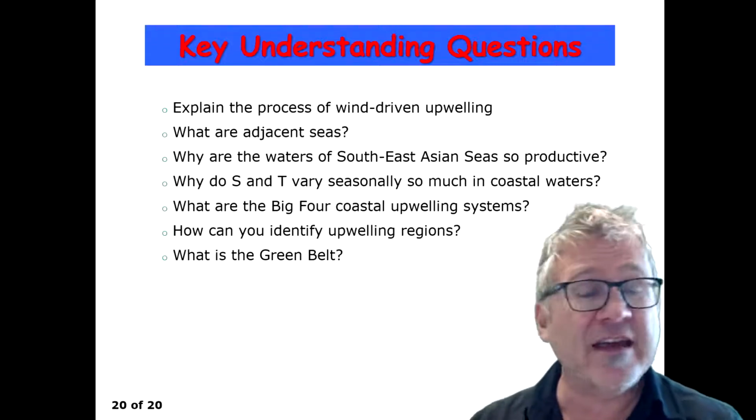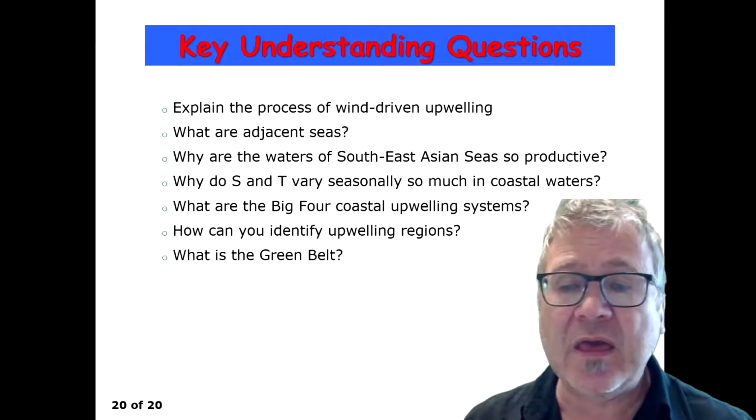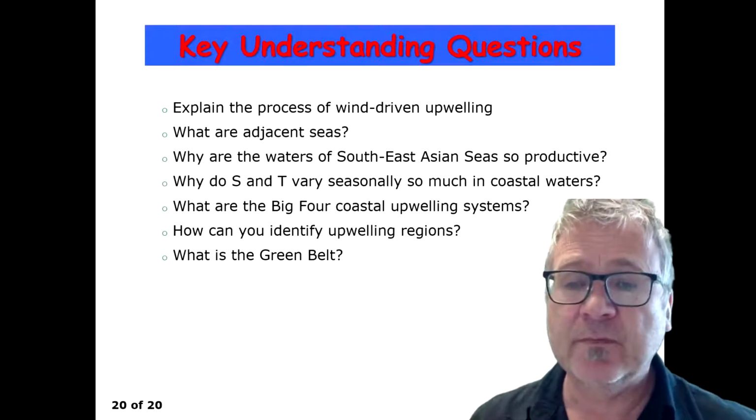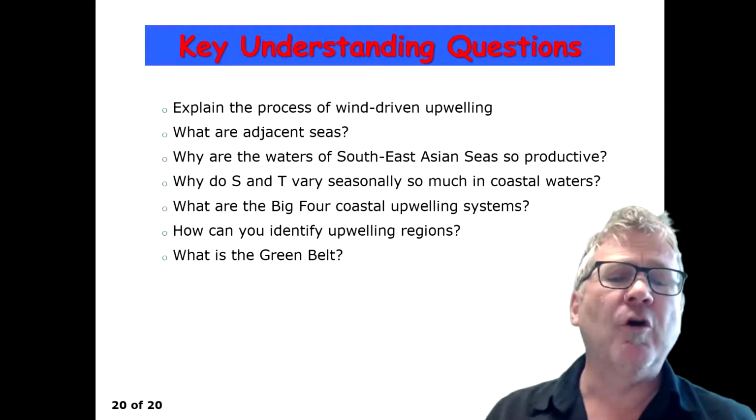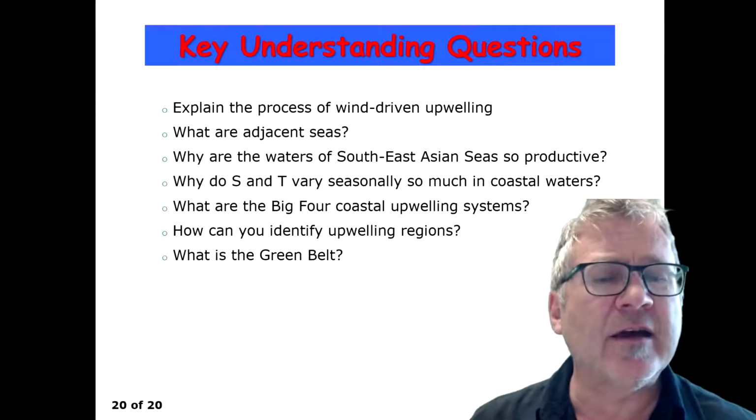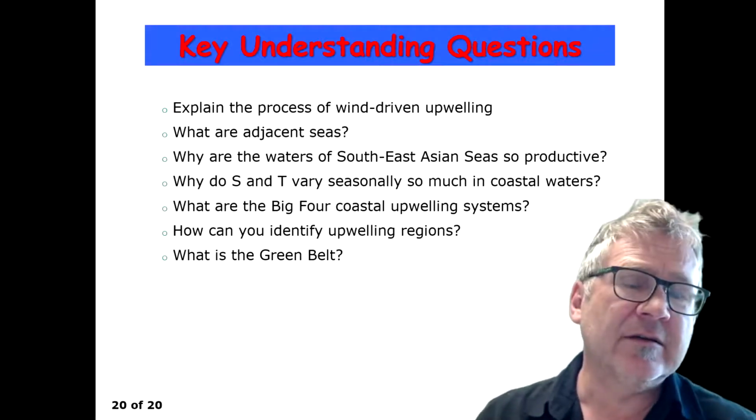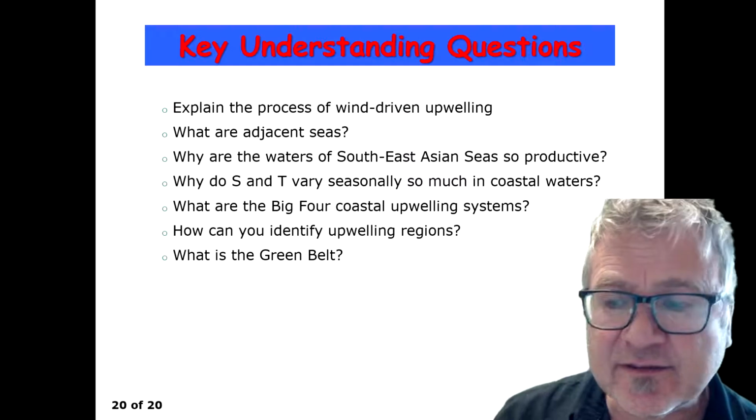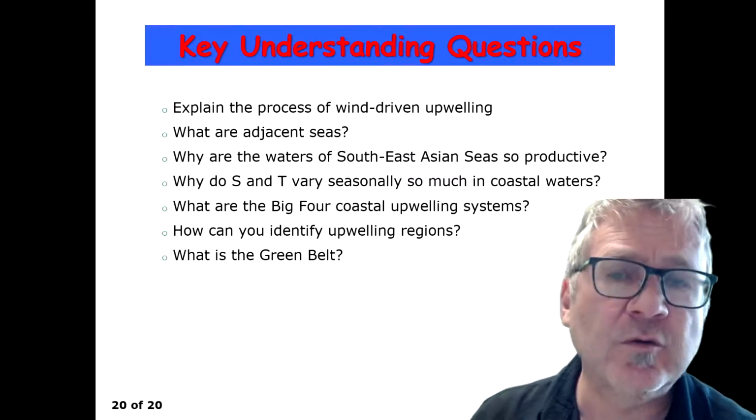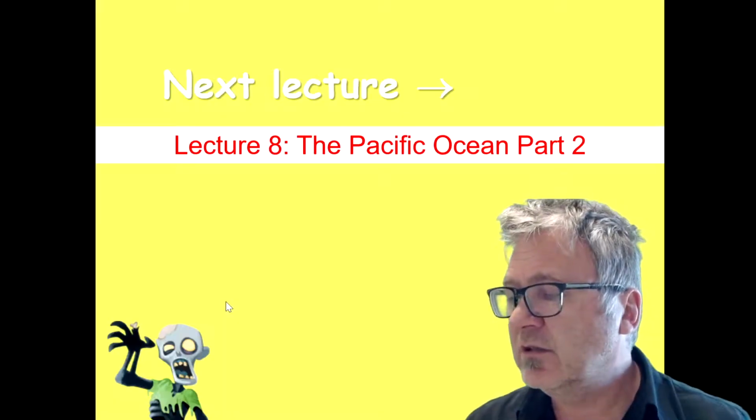Okay, these seasonal variations that you see are much bigger than the seasonal variation that you can see in the open ocean. What are the big four coastal upwelling systems? How can you actually identify upwelling regions? What is the green belt? What are red tides? So quite a little bit for you to learn, okay, about the oceans.